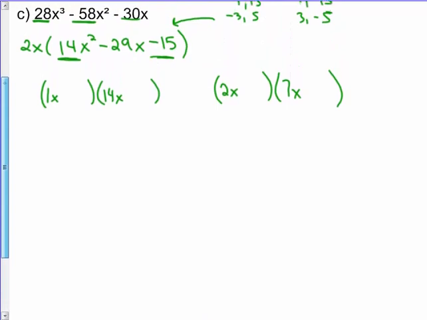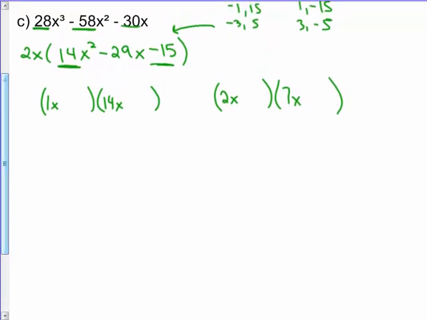I have a bunch of different possibilities that I have to try. It could be negative 1 and 15, could be 1 and negative 15, could be negative 3 and 5, could be 3 and negative 5. We'll start with these 4. There are 4 other ones because I could switch these. We'll take a look at those later.